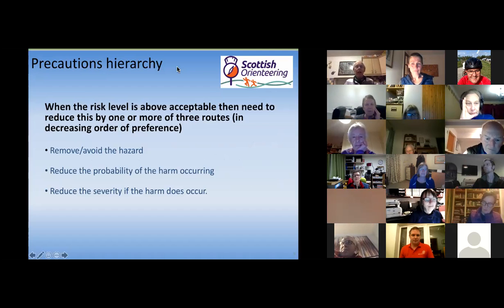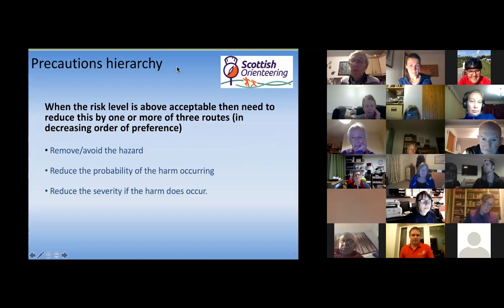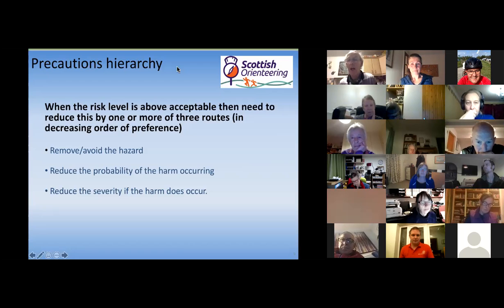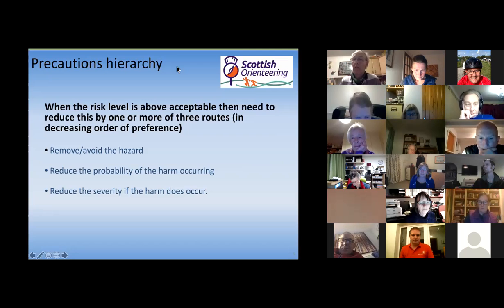Okay. Now, I mentioned the precautions hierarchy in the preliminary information about this, and somebody came back and said they'd never heard about it. This tends to be used in industry because it's to do with the robustness of the precaution that's put in place. So when you've got a risk that's too high and you've got to put some precaution in place, the strongest one is, can you remove or avoid the hazard?